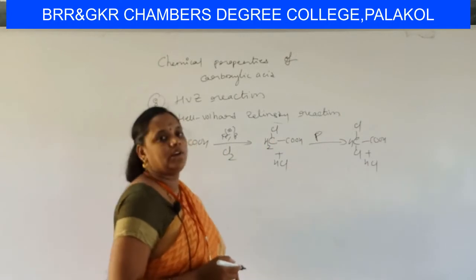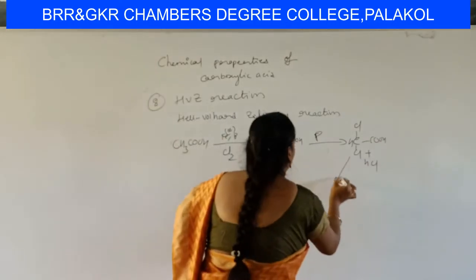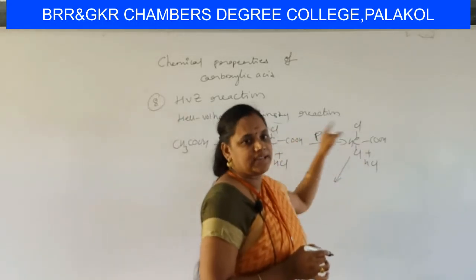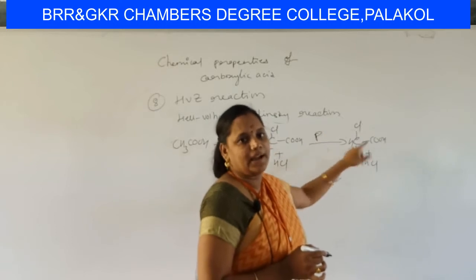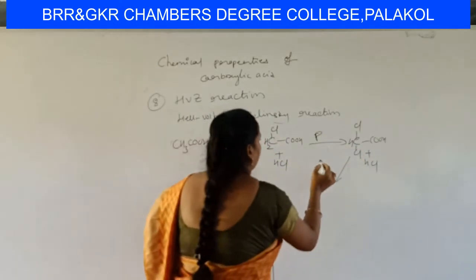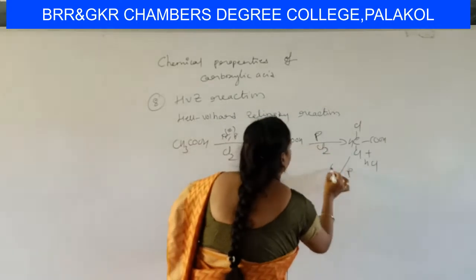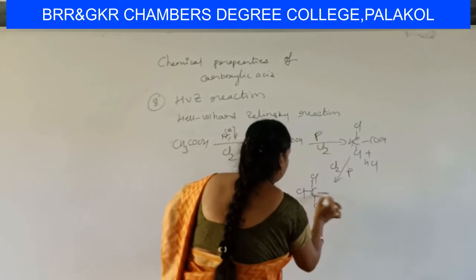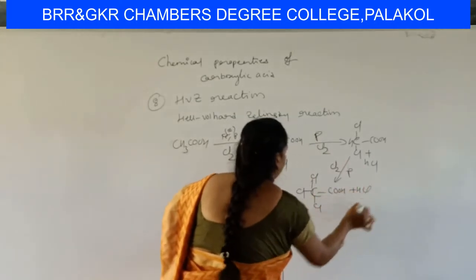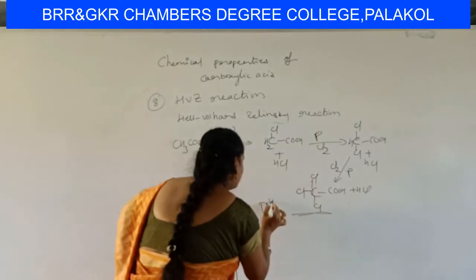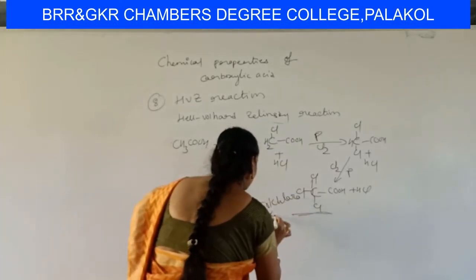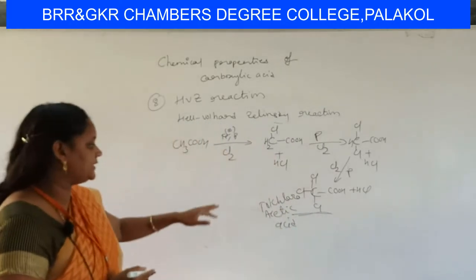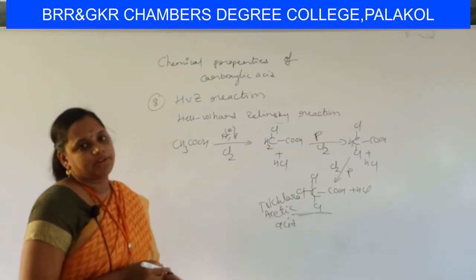Monochlorocarboxylic acid, dichlorocarboxylic acid. What is happening here? CH3 is getting converted into CH, and one more Cl is entering in the place of alpha hydrogen. And the last, again, when you treat with phosphorus and chlorine, you will get Cl3C-COOH plus HCl. The name of this product is trichloroacetic acid. Okay students, the name of this product is trichloroacetic acid.